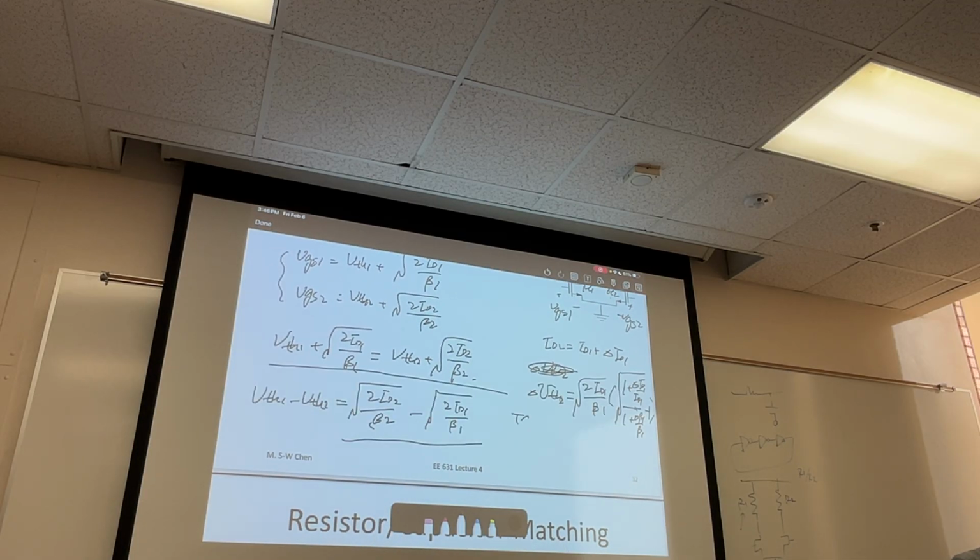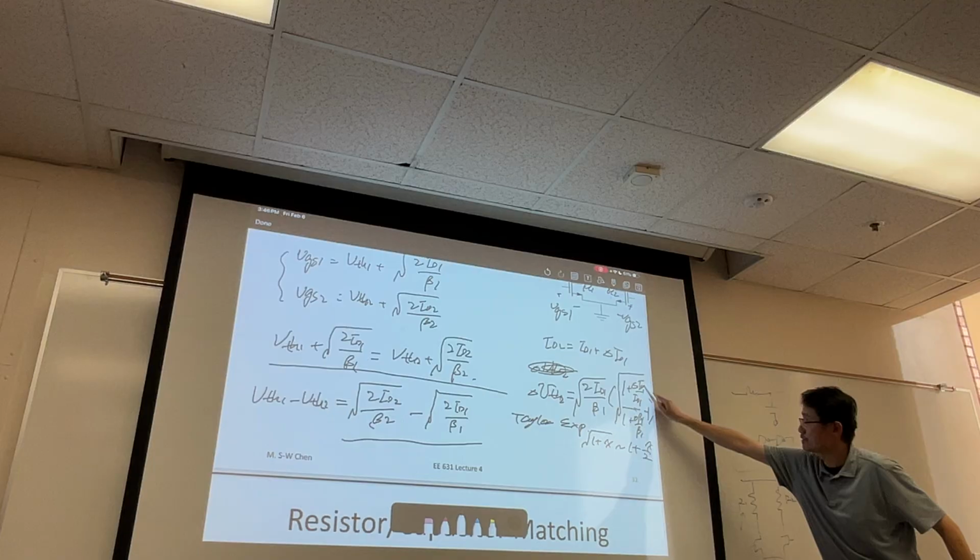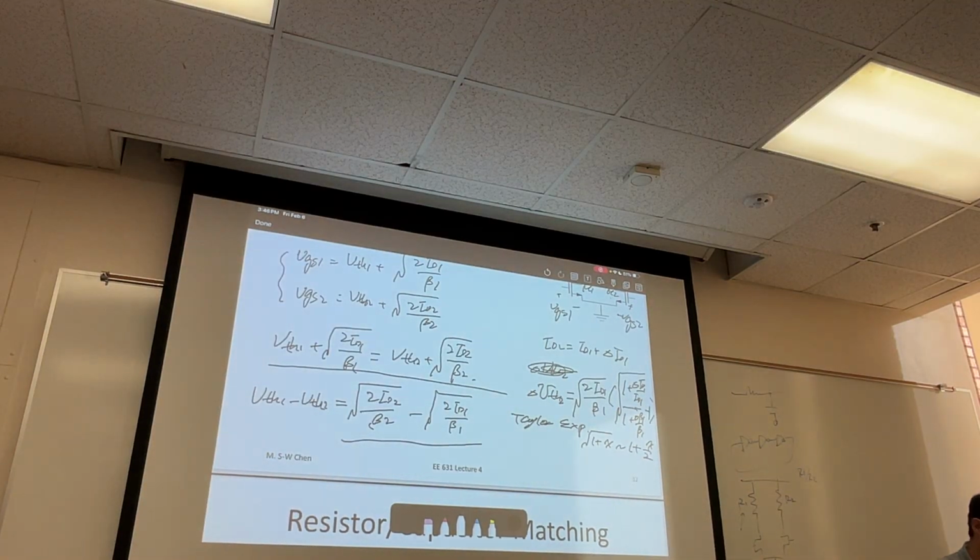Okay, so if I do a Taylor series expansion on this, which basically says the square root of 1 plus x is roughly equal to 1 plus x over 2. So I want to factor out this term, right? The square root is more complicated. So you're going to get delta ID1 over ID1 equals delta beta 1 over beta 1 plus 2 times delta VTH over VGS1 minus VTH1.